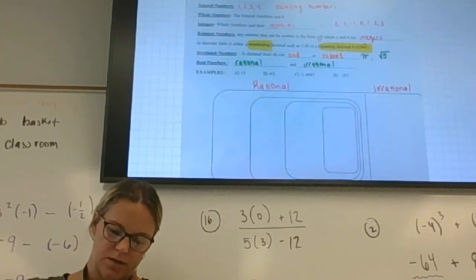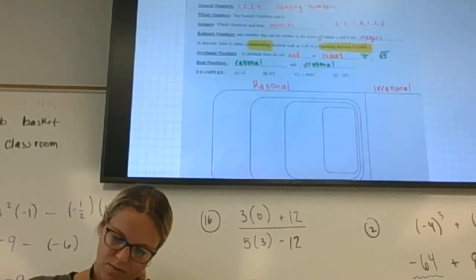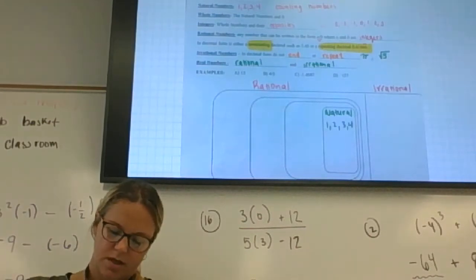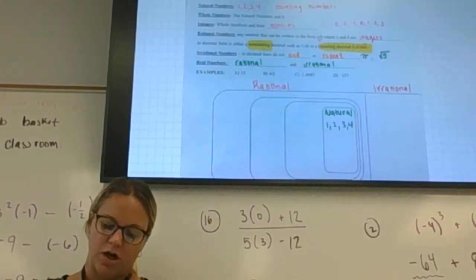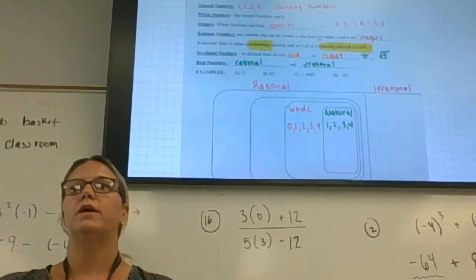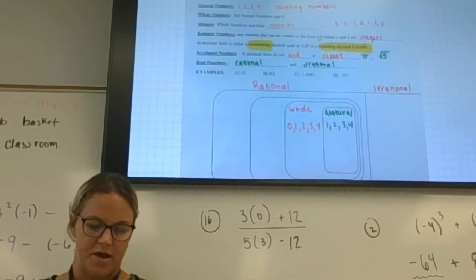Okay, so in our innermost little rectangle, we'll put the natural numbers. This will just be like a little review. We're going to rewrite it. And then if you're broader than natural numbers, you also have whole numbers. And that would be every natural number and 0.